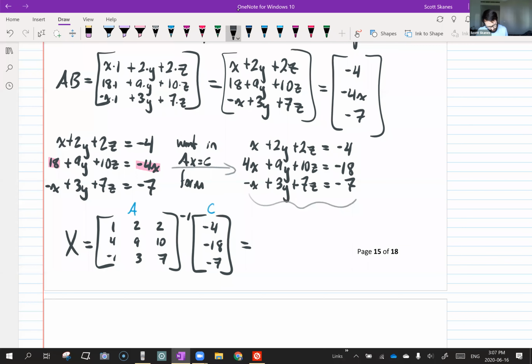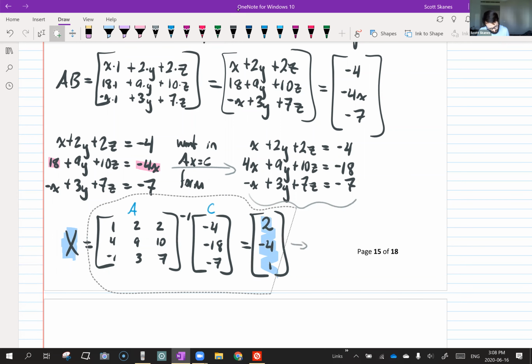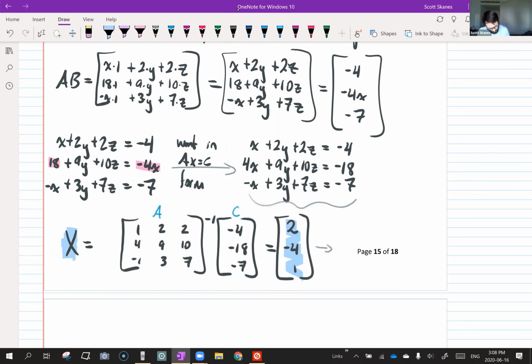What you should get, and I'll skip to the answer because I already showed how to do that, is 2, -4, and 1. And what that means is, I should have added one more step just to make it perfectly clear when you look back at it, X is x, y, z, that's what we're looking for, equals this. So x equals 2, y equals -4, sorry for writing on the page numbers, and z equals 1.